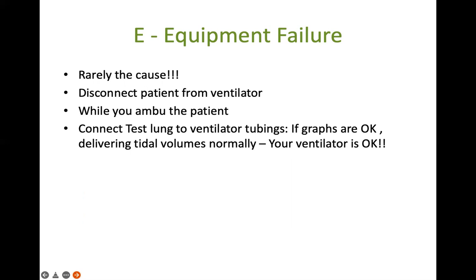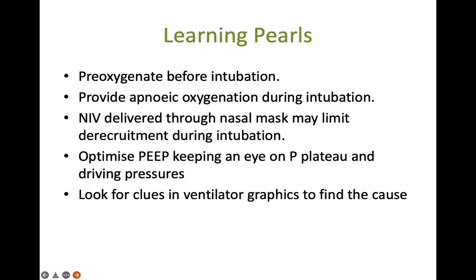So how do you know the equipment is not at fault? Just disconnect the patient from the ventilator, connect the ventilator tubings to the test lung, and see what is happening. Once you have connected the test lung to the ventilator tubings, if the graphs are okay and the tidal volumes are delivered normally, definitely your ventilator is not at fault. If, when you are connecting to the test lung, the abnormality is still persisting, that means something is wrong with the ventilator. So always check that before saying it is an equipment failure.